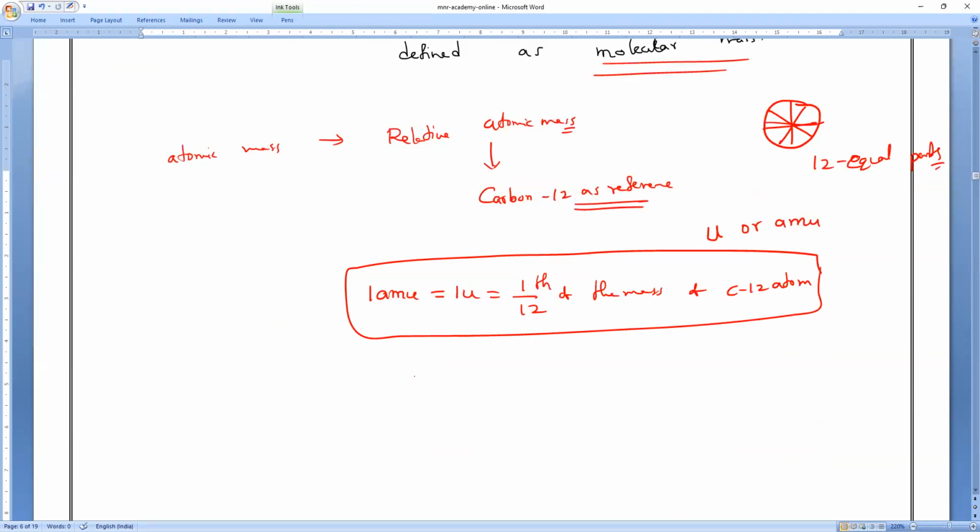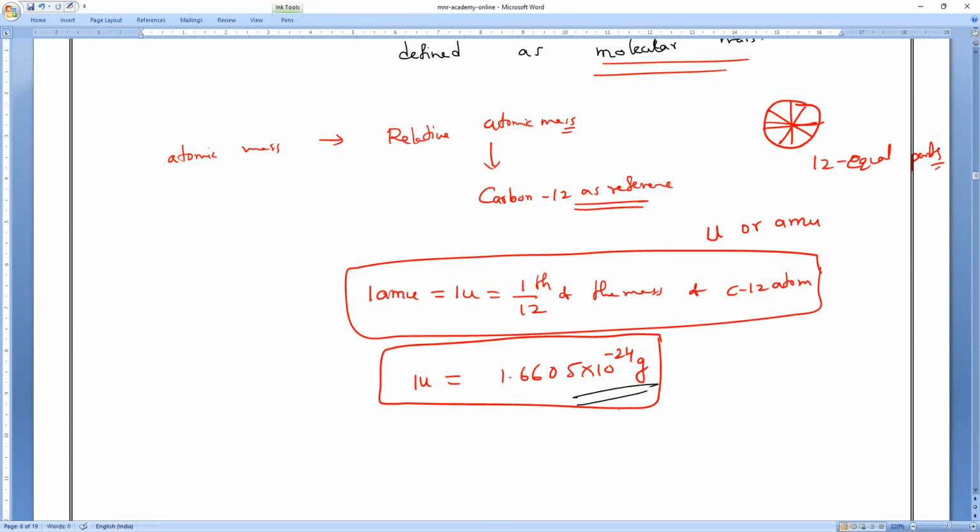So we know that 1 U is approximately 1.6605 into 10 power minus 24 grams. All of you understand, everyone? And the actual mass of an atom of the C12 isotope is 1.992 into 10 power minus 23 grams. Do you understand? This is one atom of what, Mari?